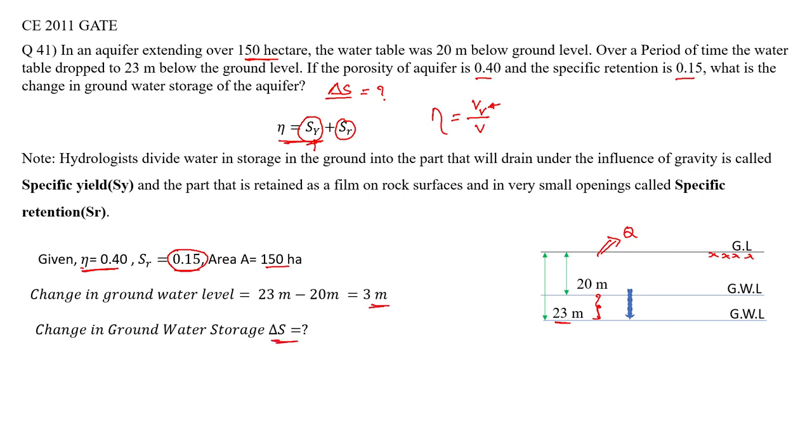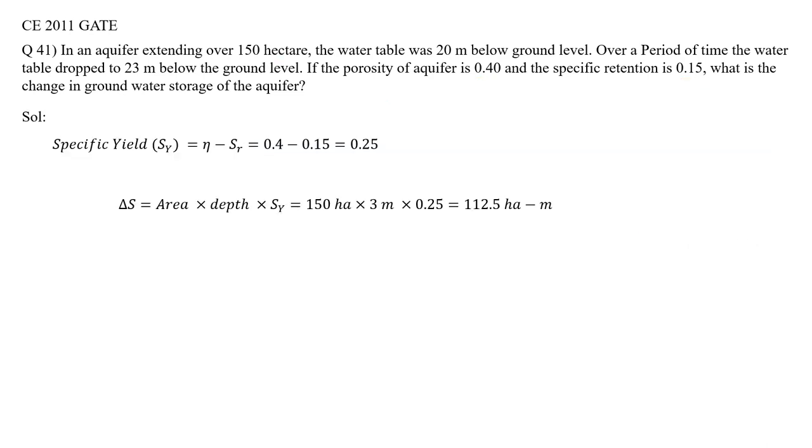Now our interest is to calculate delta S. This is very straightforward. You know that eta equals Sy plus Sr. So Sy equals eta minus Sr, so you will get 0.25. Observe the options to see whether they ask in hectare meter or meter cube. In this question they ask for hectare meter. So delta S equals area into depth into Sy, which is 150 hectare into 3 meter into 0.25, which gives the value of 112.5 hectare meter. Okay, this is a very straightforward question. I hope it is clear.